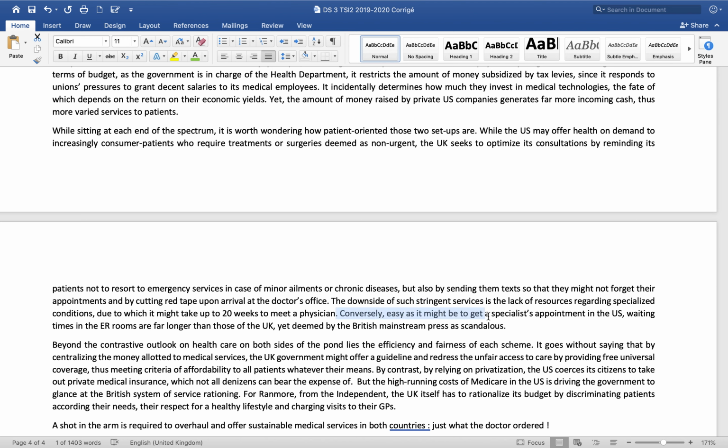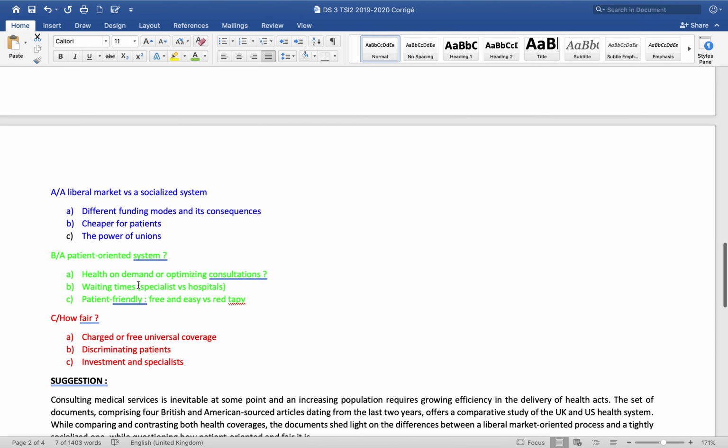Conversely, easy as it might be to get a specialist appointment in the US, waiting times in the ER, emergency rooms, are far longer than those of the UK, yet deemed by the British mainstream press as scandalous. So here I'm talking about what I've mentioned earlier. It's easier to see a specialist in the US, but when you go to hospital, to the emergency rooms, then it's longer for you to see a doctor. And it's the opposite in the UK. You cannot see a specialist very easily, but when you go to hospital, you get access to doctors faster.